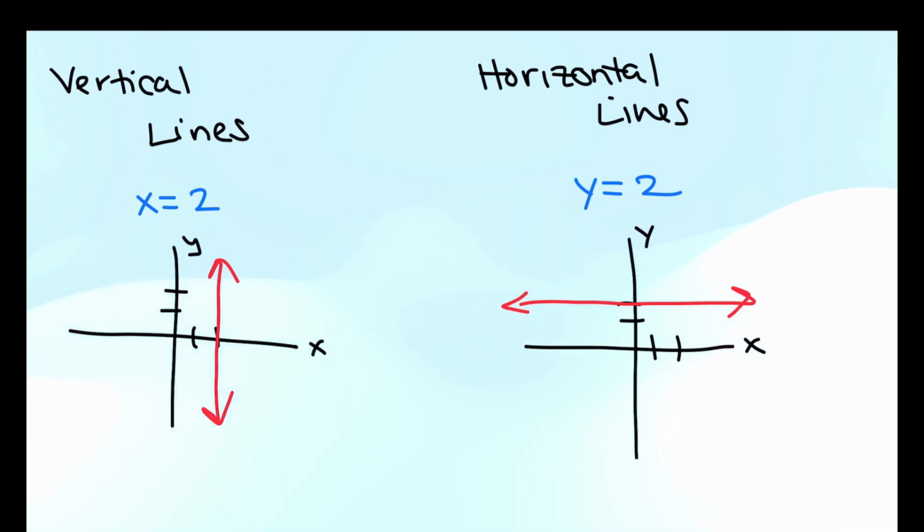So on the screen, I have a graph of y equals 2. But the same would be true if you had y equals negative 1. You'd also get a horizontal line. It would just be moved down to negative 1. So these are two special cases of lines. Our vertical lines only have x's in them. Horizontal lines only have y's in them.